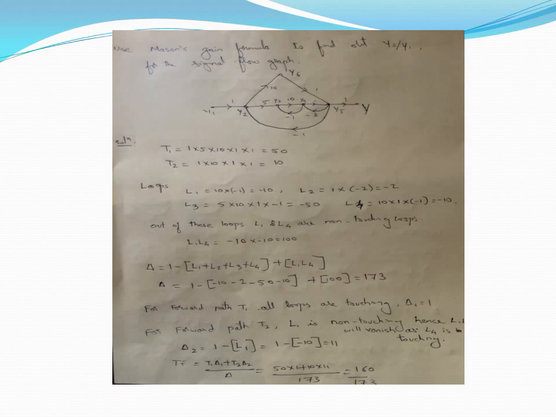Okay, just remember one thing: the Mason's gain formula will have T value, with K equal to the number of forward paths, and the delta formula is 1 minus the summation of single loops, then it becomes plus the summation of the combinations of all two loops, and then again it becomes minus the combination of three loops, and plus again, and so on. Okay.